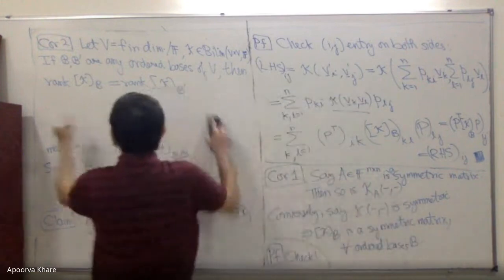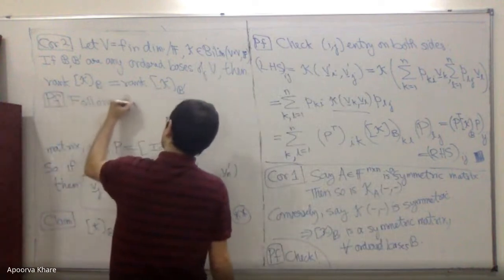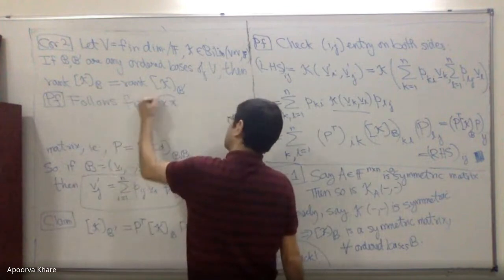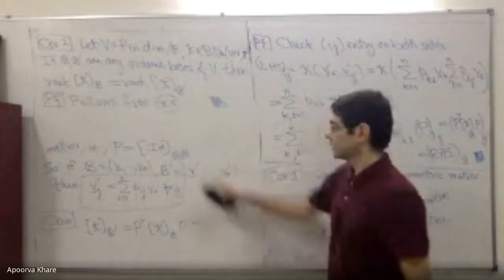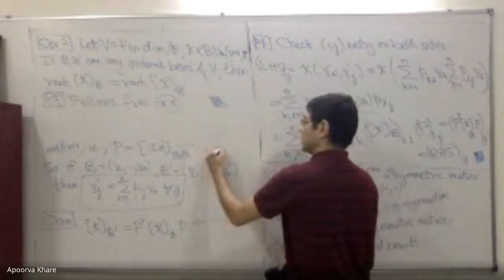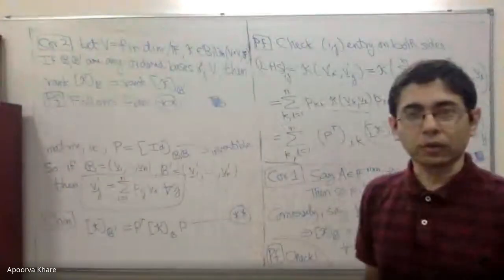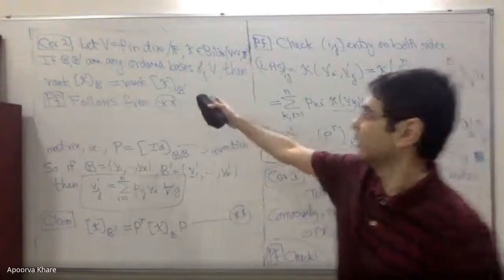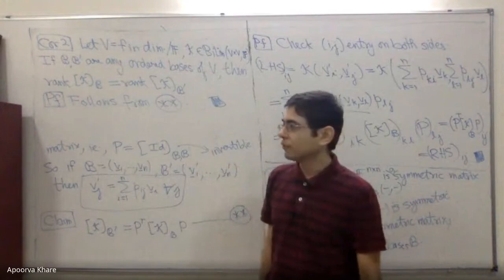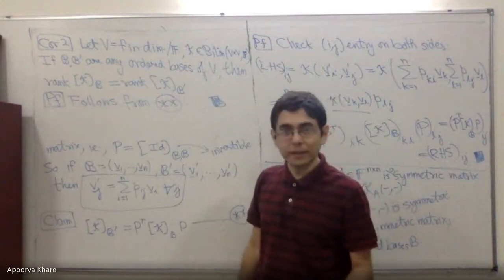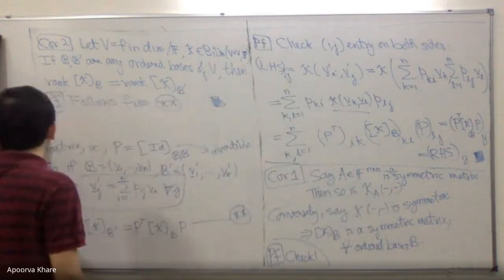The proof follows from star, double star. Because P is invertible, so this is invertible, you can find a linear isomorphism between the null spaces of these two matrices using this. And therefore the null spaces are isomorphic, so the nullities are equal, so the ranks are equal. Okay, that is one way to see it.